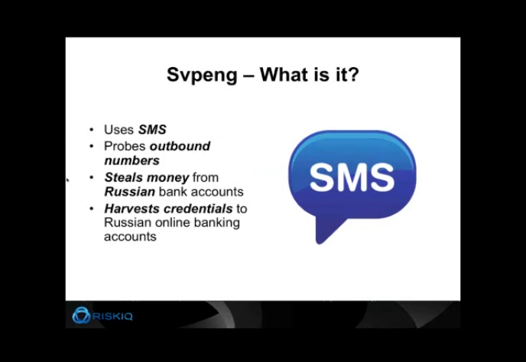It then went and probed different SMS. It was able to transact money from very specific Russian banks that allow for electronic transactions from mobile devices, and it harvested credentials from specific banks and sent those credentials back to a server.